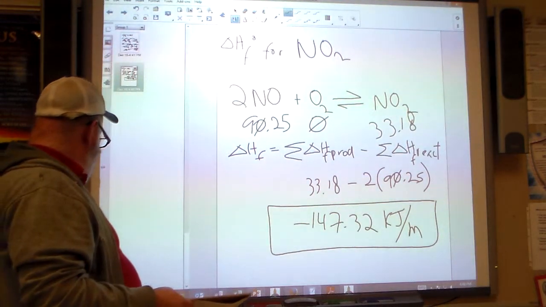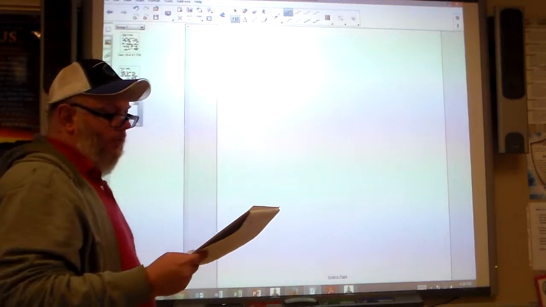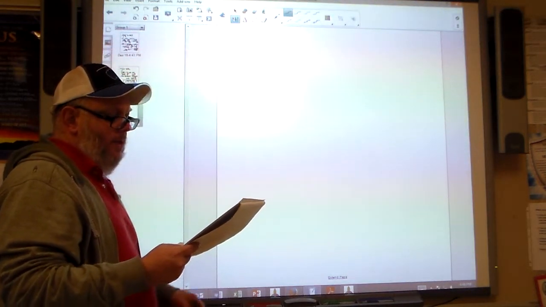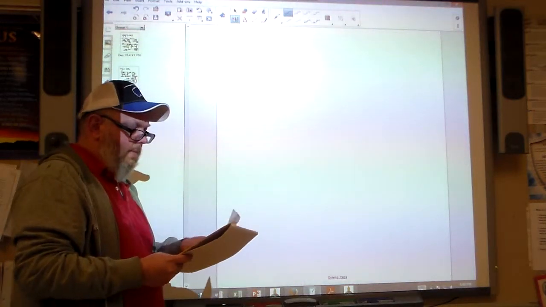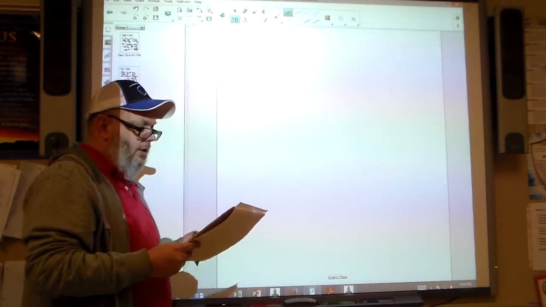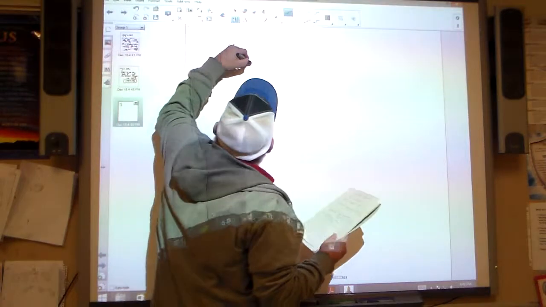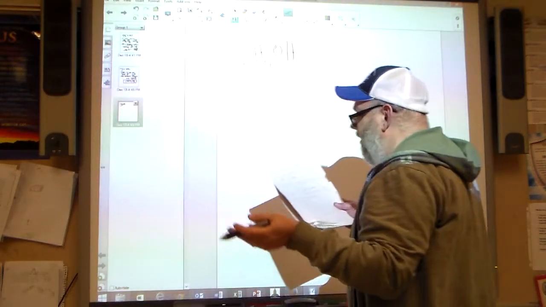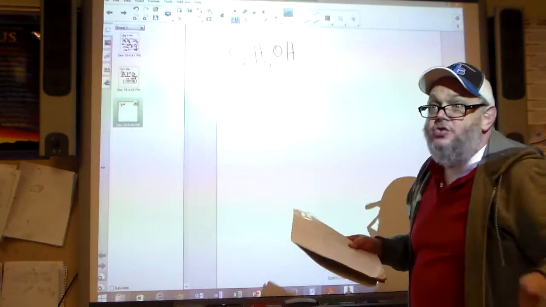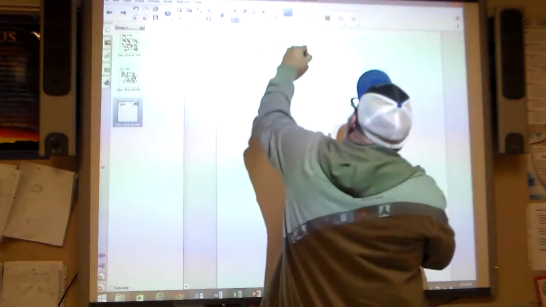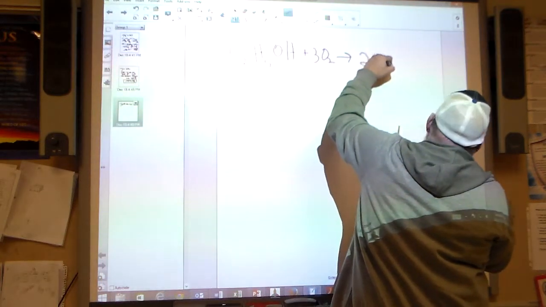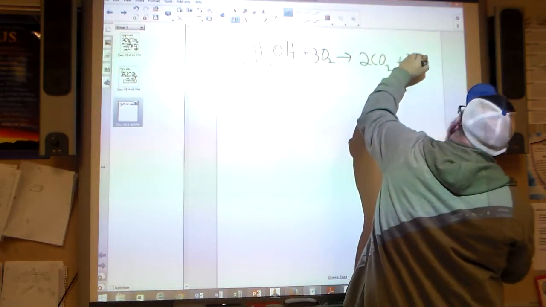Let's do another one. Let's do C2H5OH, which is ethanol. It's a type of alcohol, not a drinking kind of alcohol. Plus 3O2 gets us 2 CO2 plus 3 H2O.